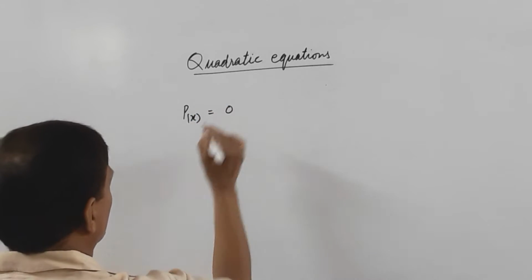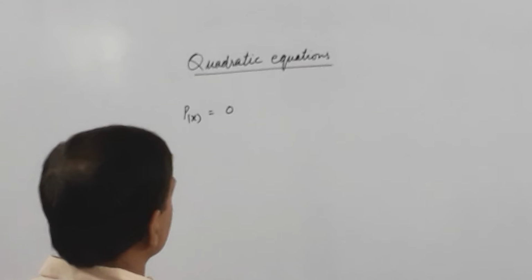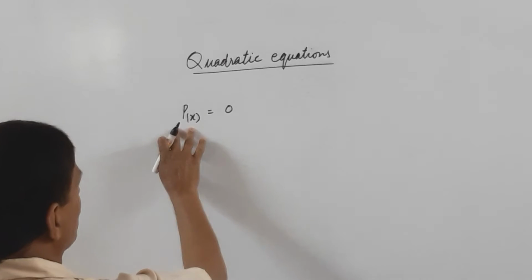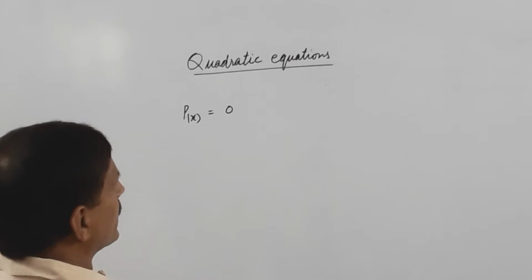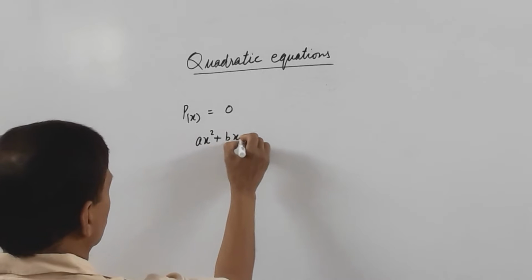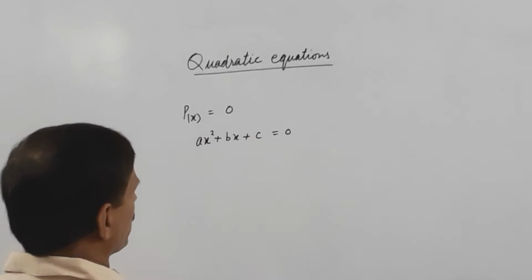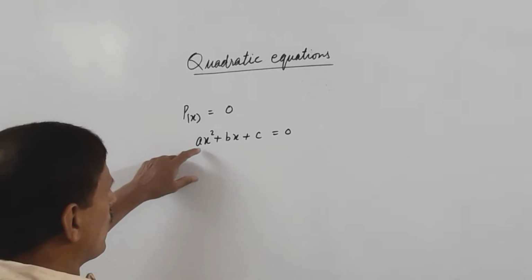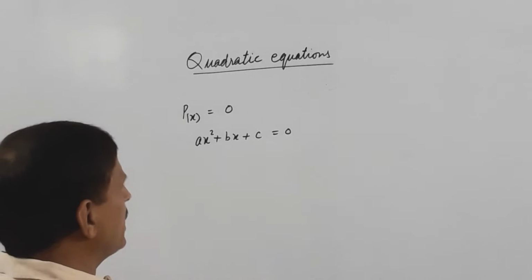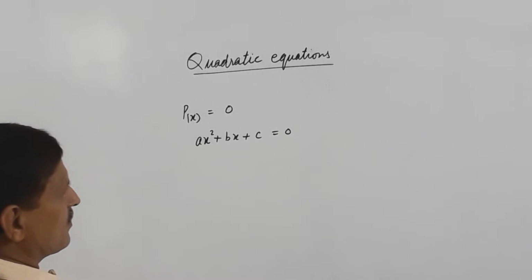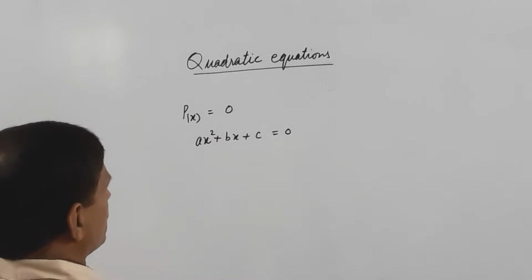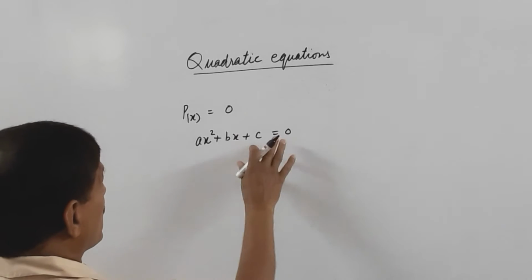When a quadratic polynomial P(x) is equated with 0, then on equating with 0 it becomes a quadratic equation. Example, ax square plus bx plus c is equal to 0, where a is the coefficient of x square, b is the coefficient of x and c is any constant. So such an equation is called a quadratic equation.